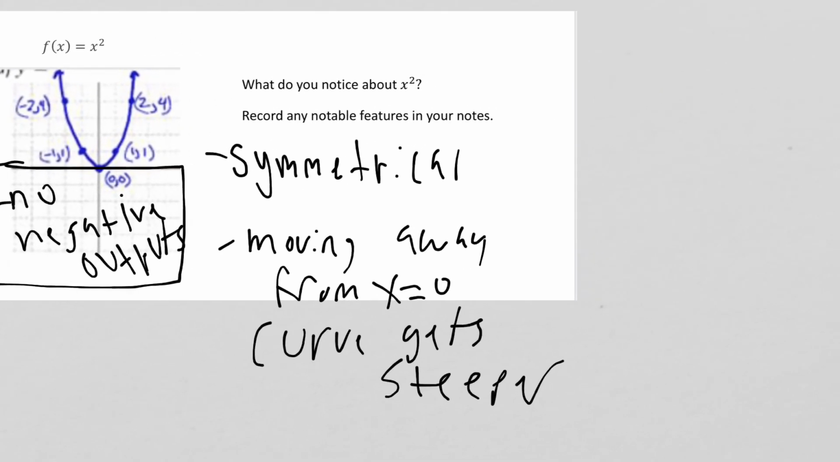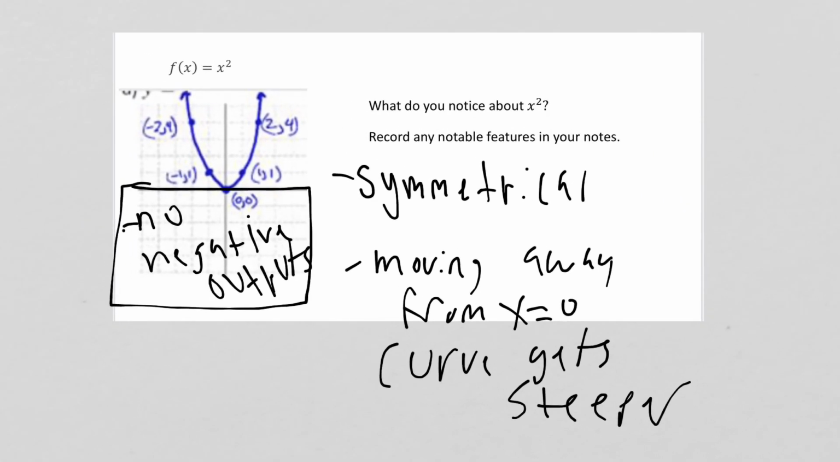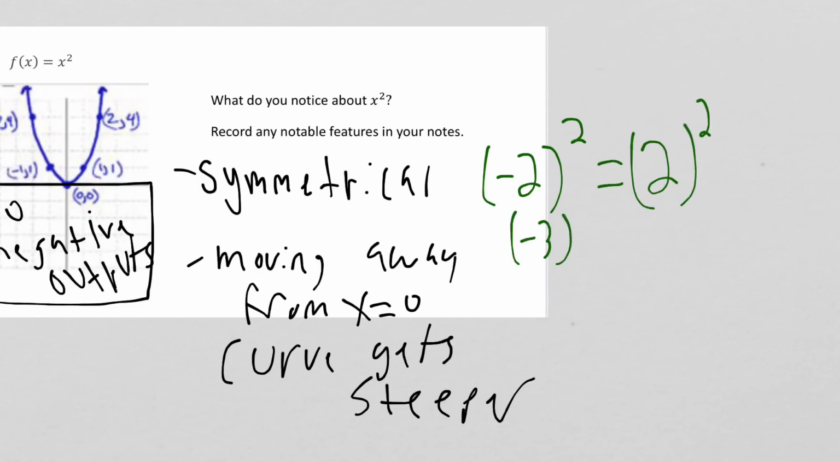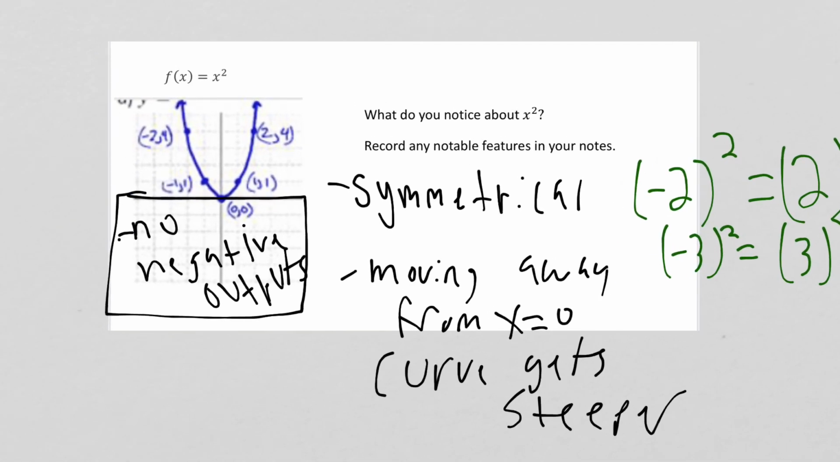So first of all, why is this symmetrical? Well, let's do the reason in a different color. For example, negative 2 squared is the same as positive 2 squared. Negative 3 squared is the same as positive 3 squared. So if we look at this symmetrically, input 2 goes to the same output as negative 2. 2 squared is 4, negative 2 squared is 4. 1 squared is 1, negative 1 squared is 1. So that's going to create a symmetrical graph.